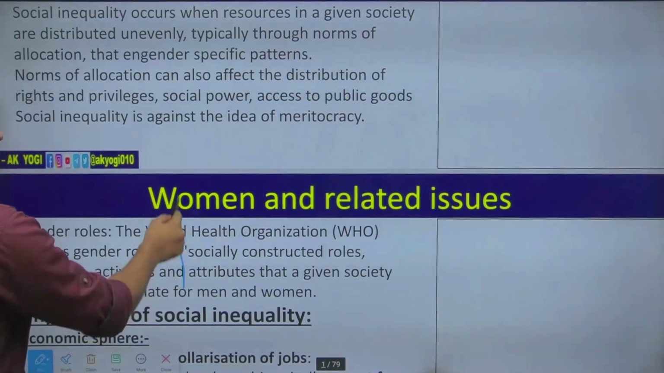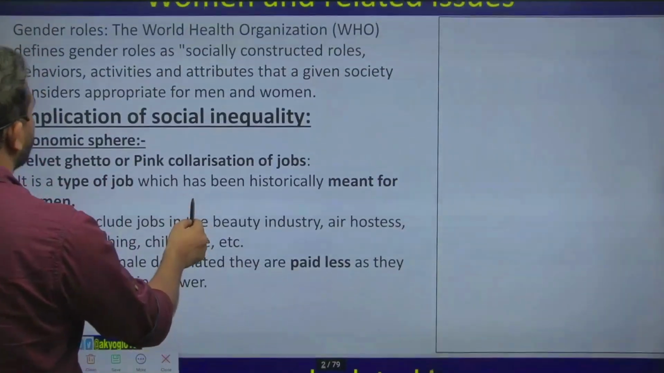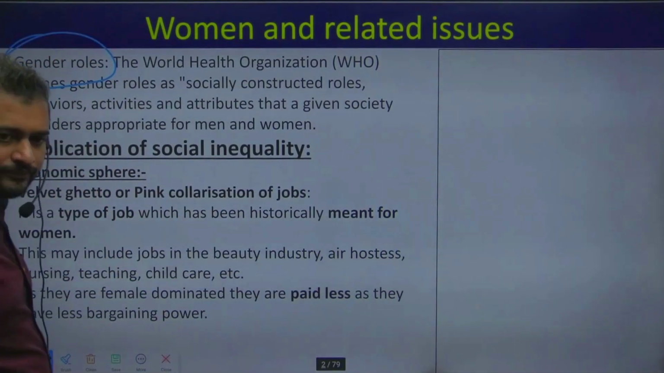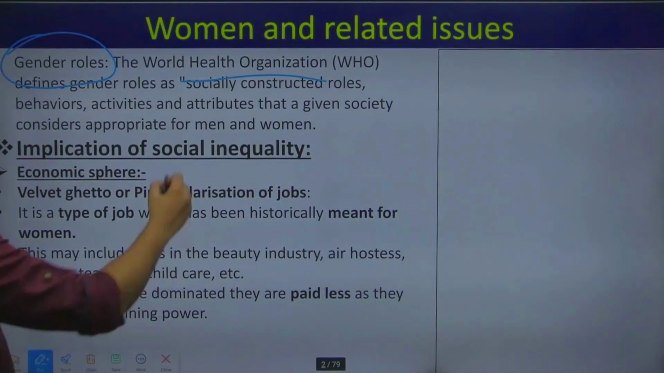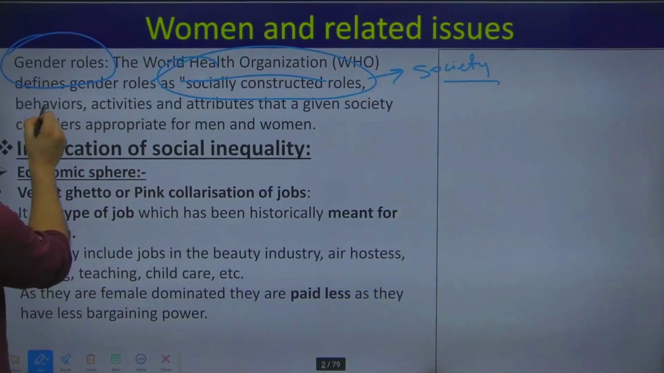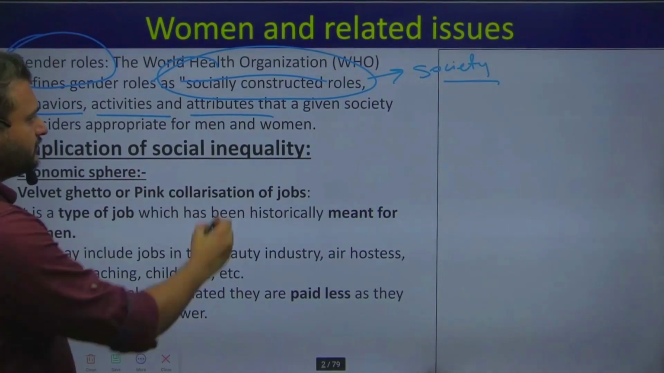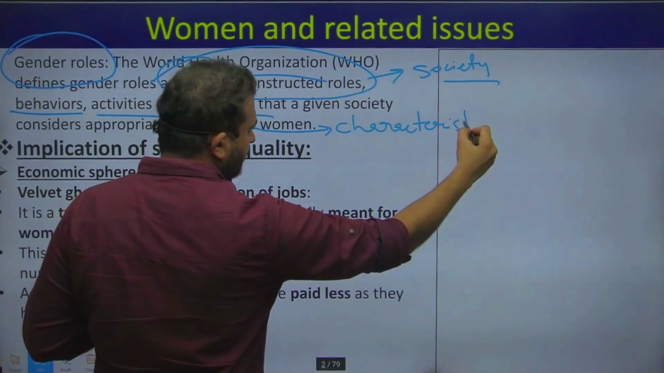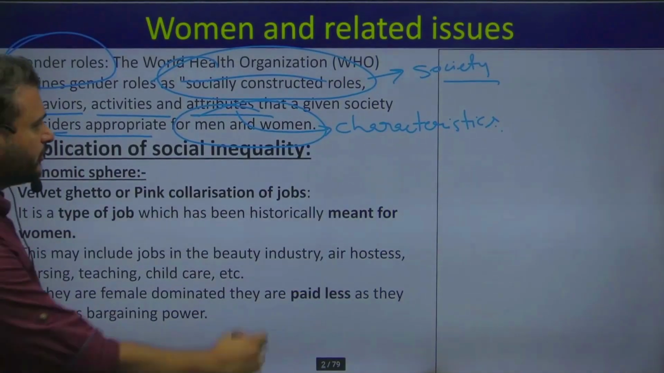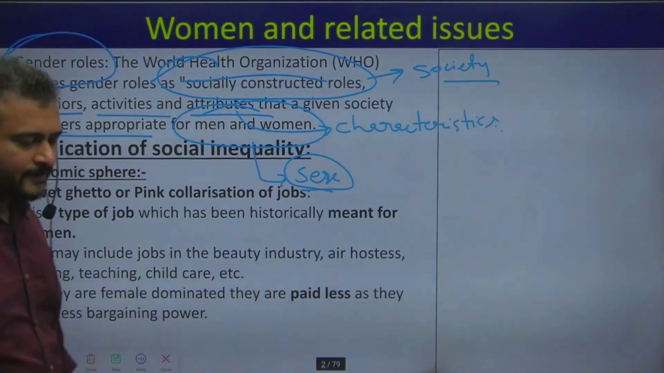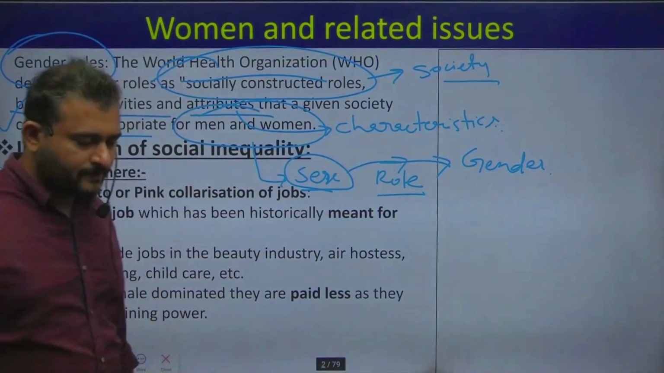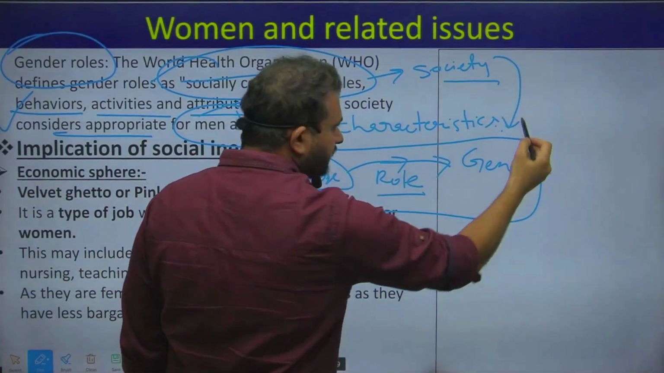So let's come to gender roles. I have told you that it is actually the behavioral pattern of how society allocates or recognizes or expects from a certain gender. According to WHO, gender role is a social construct. Social construct means constructed by society. Social constructs make roles like behaviors, activities, and attributes, which are considered appropriate for men and women, or appropriate for a certain sex. So for a certain sex, there is an allocation of role, and that particular thing is made by the society. Is it clear?